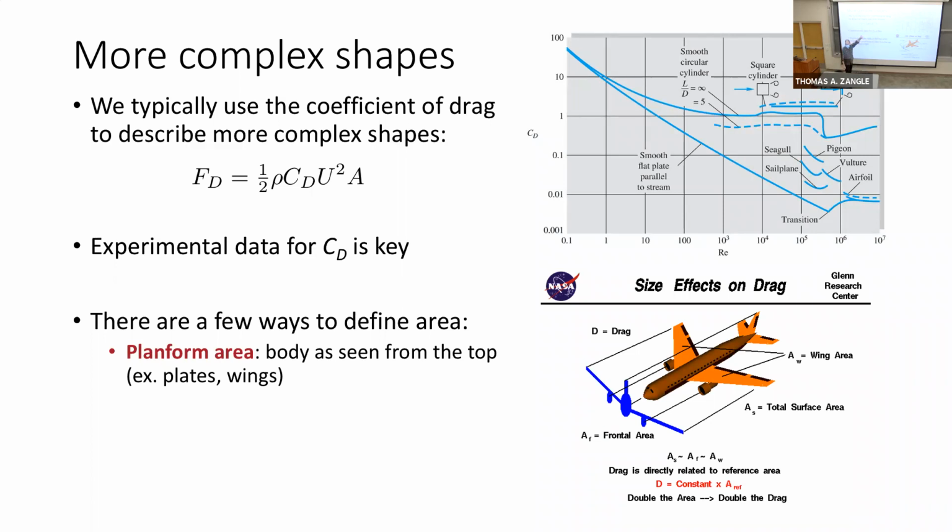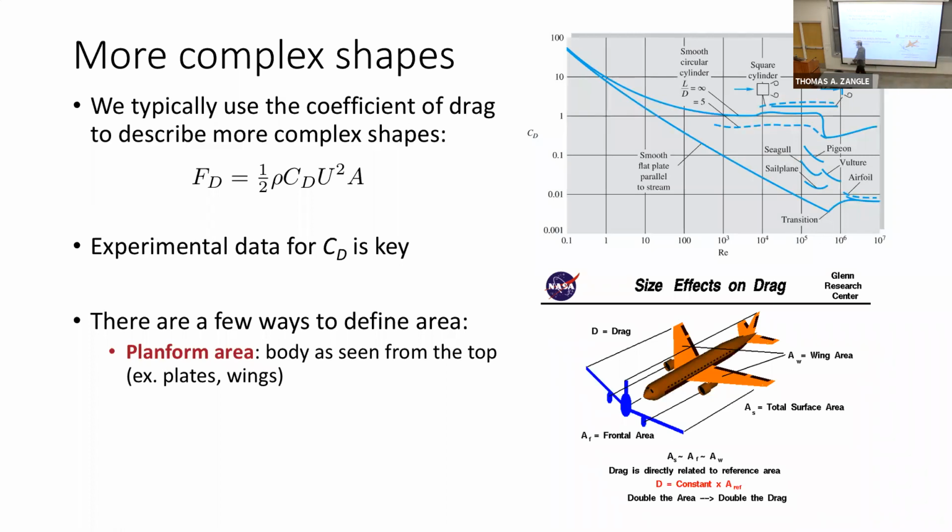And we talked about this early on in this chapter, but I want to hit this again. There are a few different ways to define area. It could be the planform area, which is denoted here as AW, or wing area. It's like the area as you're looking down on the object, the area of the body as seen from the top.